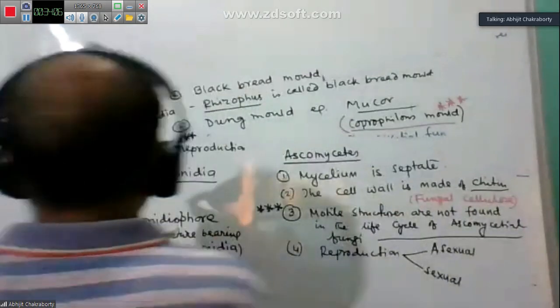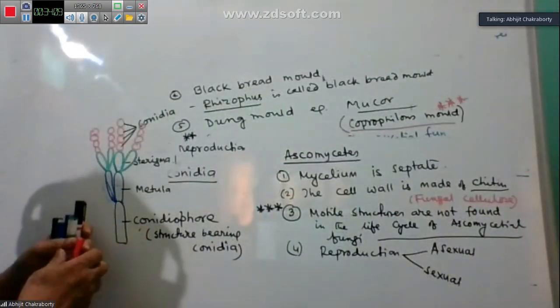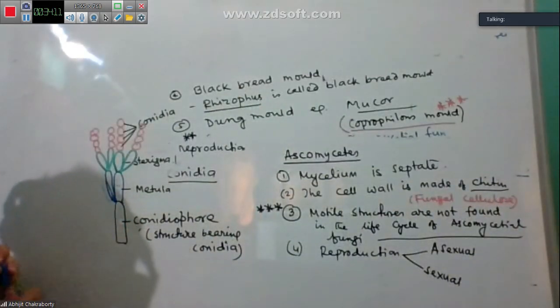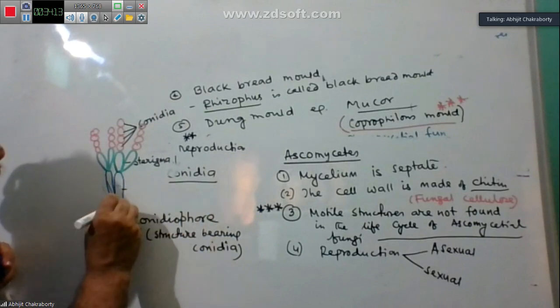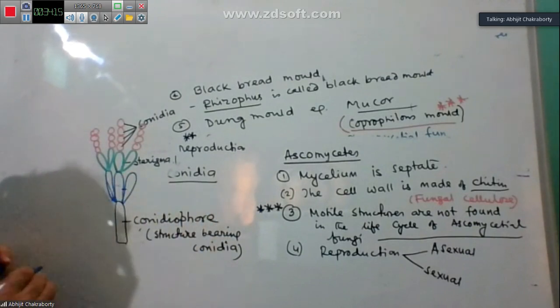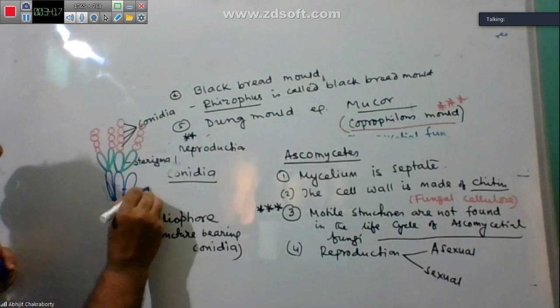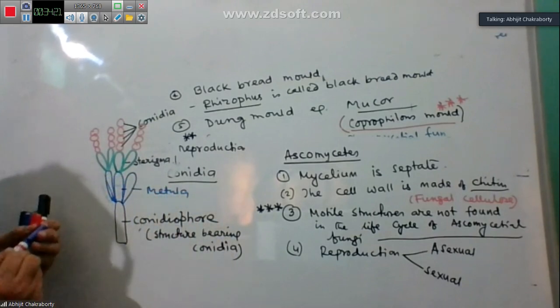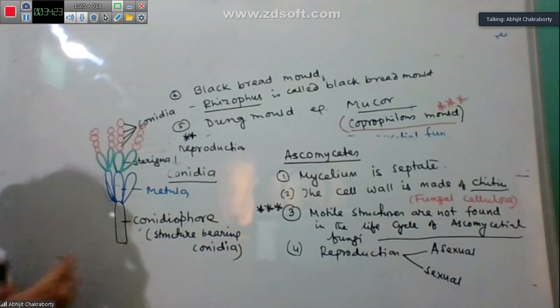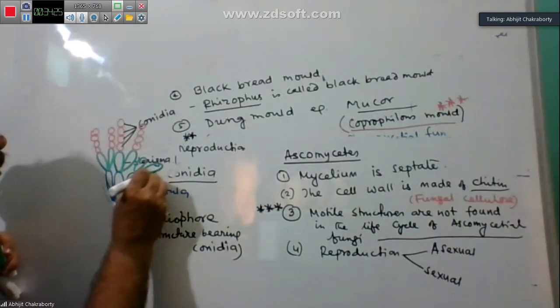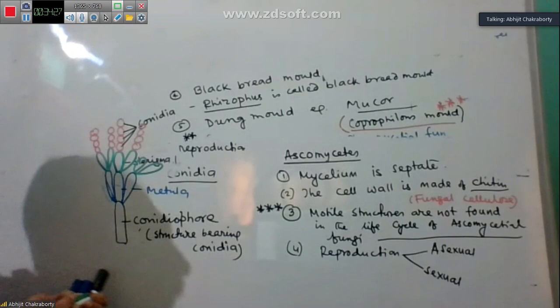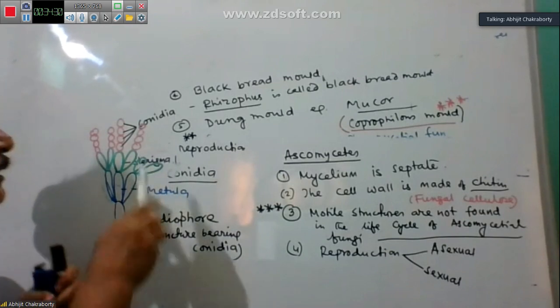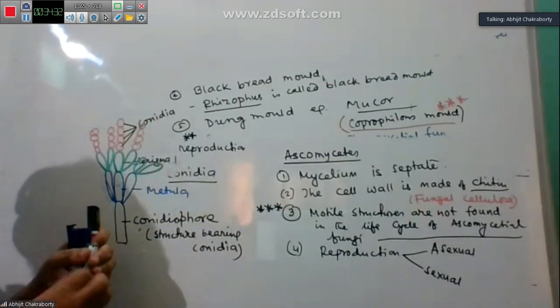So, one conidiophore may give rise to two or more conidia, more metulae. From each metula, again it can develop two or more sterigmata, which in turn will form the conidiospores.